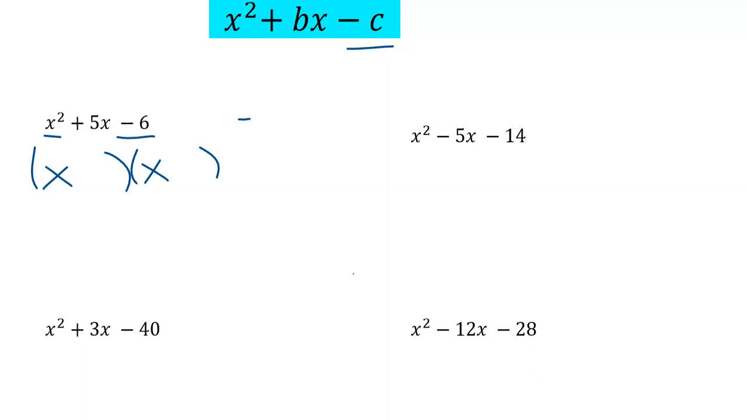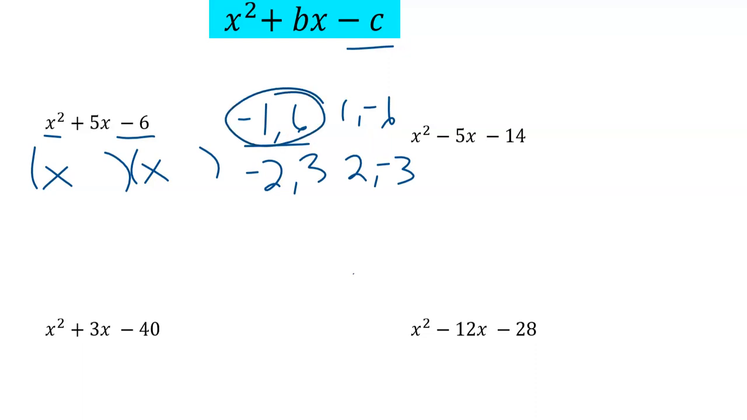So it could be -1 times +6, or it could be -2 times +3. It could be 1 times -6, or it could be 2 times -3. Well, this first one we wrote down, -1 plus 6, adds to give us +5. So this is the one we want. This one adds to -5. This one adds to +1. This one adds to -1. So those are not the ones we want. We have x minus 1 and x plus 6.